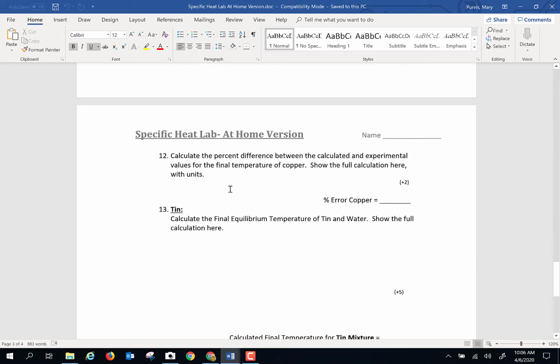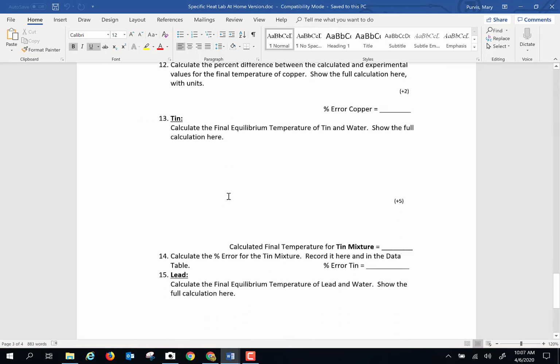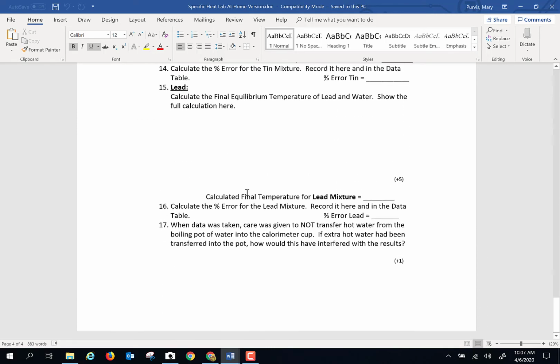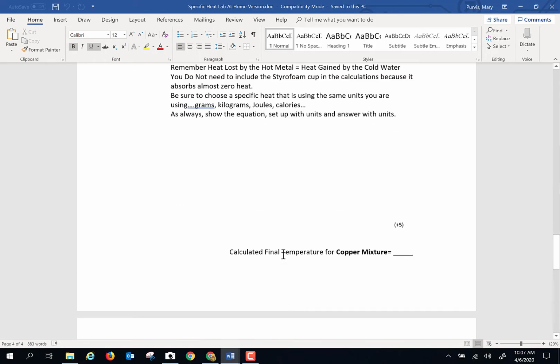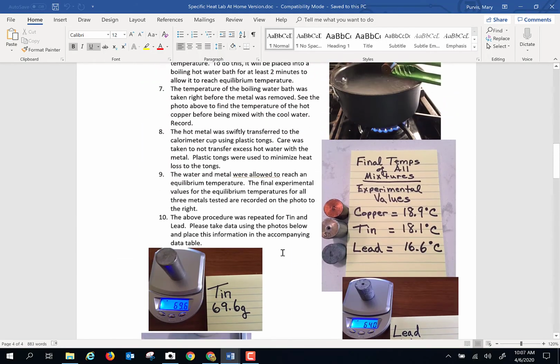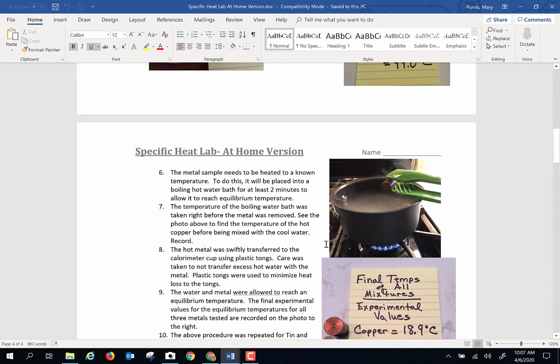You're going to show me a percent error, and then you're going to repeat all this for tin and for lead. And then a final question about, I was very, very careful when I did this to not transfer an awful lot of hot water with the metal into the cup. And why is that important?